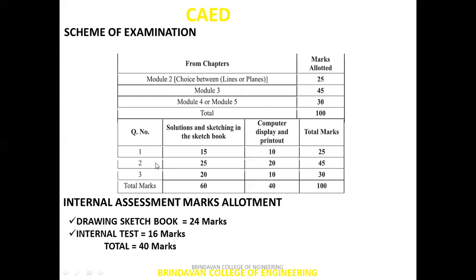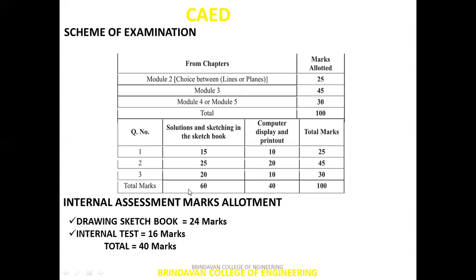As I discussed, this subject is divided into two parts. One is we have to do the sketching in a sketchbook, and the second is doing it in the system and taking a printout. So how are these 100 marks divided with respect to each question? The question pattern is that we have only three questions in the question paper. Question number one carries 25 marks, divided into 15 marks for sketch and 10 marks for doing it in the system and taking a printout. Similarly for question two, you can see 25, 20, 45. Question number three is 20 and 10, 30.